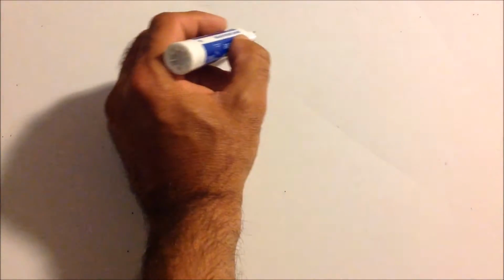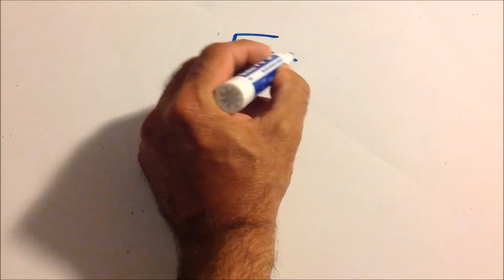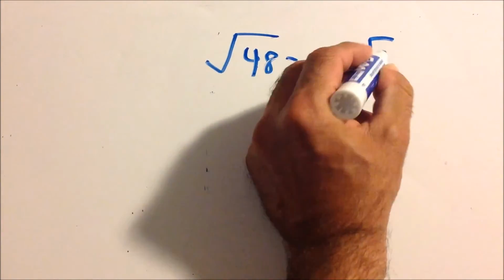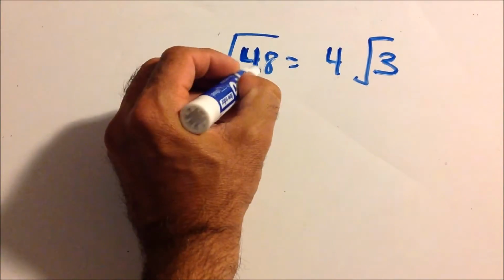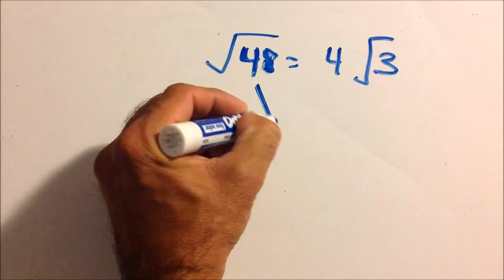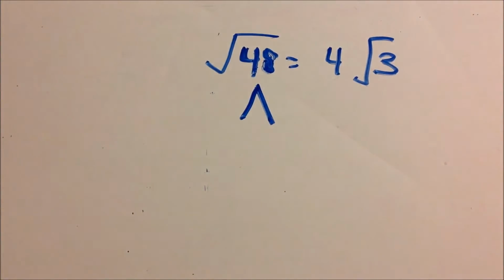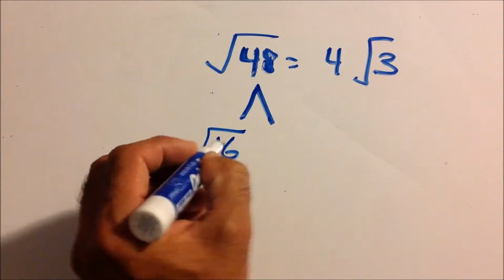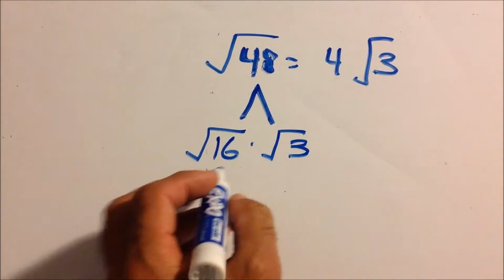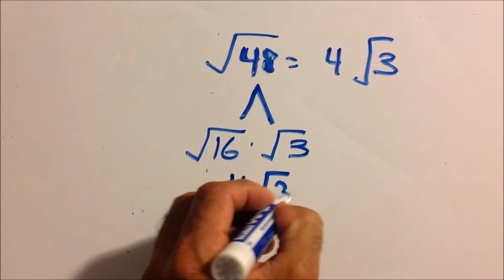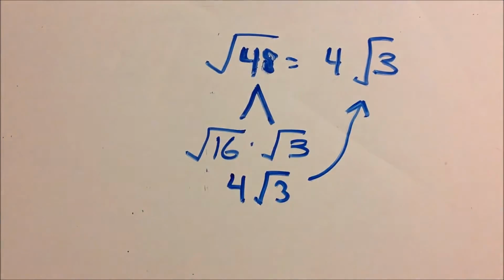So we said that the square root of 48 is also 4 square root of 3. So let's show why. Remember, we can break down the square root of 48. We can do a square root tree. So we know the square root of 48, we can do the square root of 16 times the square root of 3. And the square root of 16 we know is 4. So we're left with that. Let's do a few more.